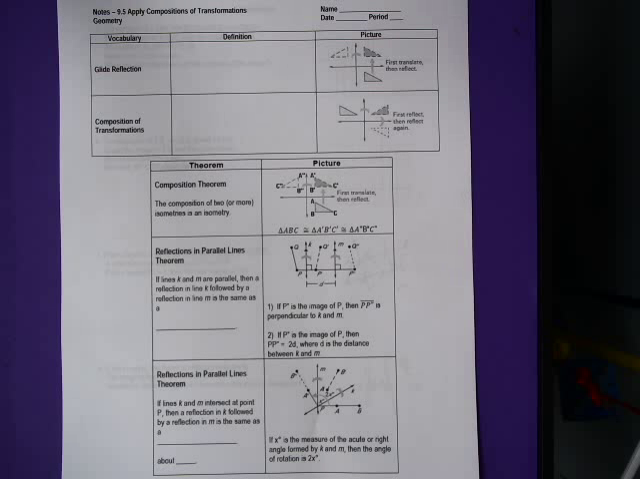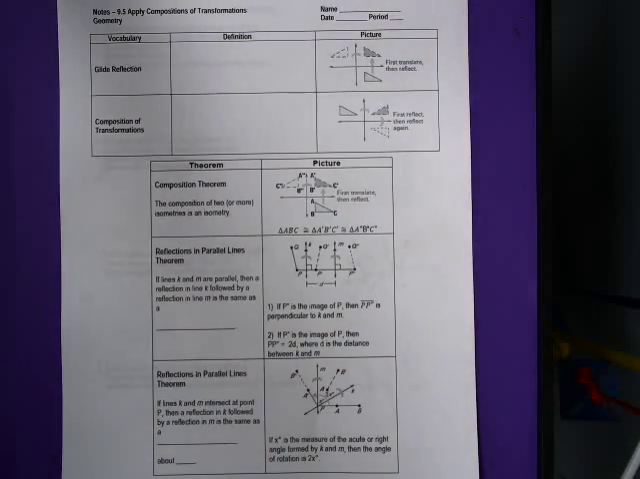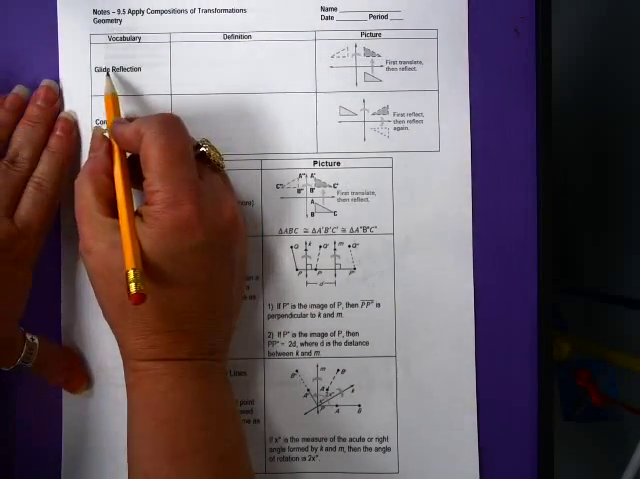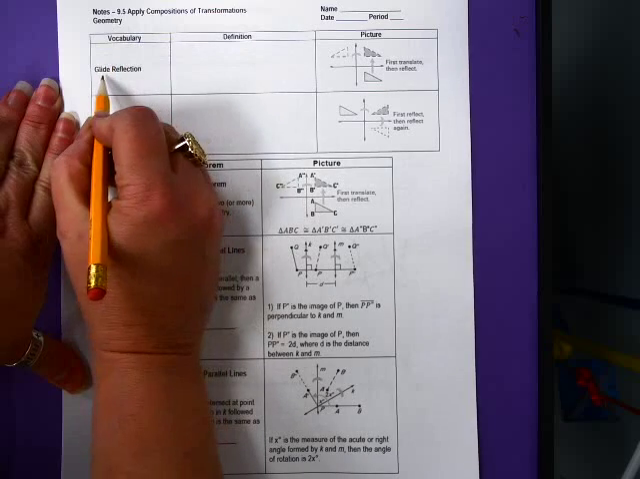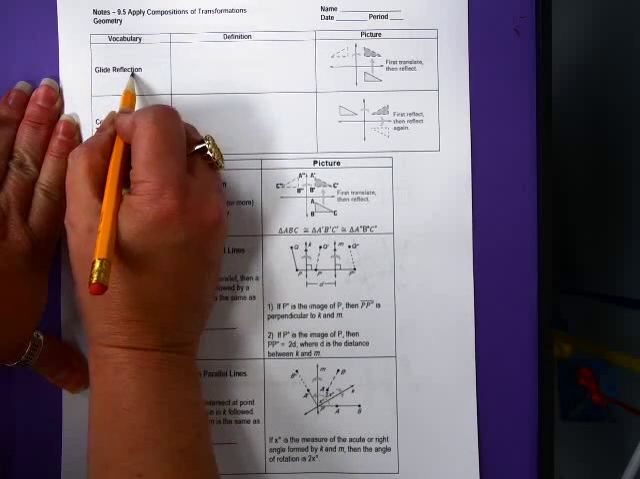All right, students, today we are continuing our unit on transformations, and today we're going to be learning a topic of composition of transformations, which is kind of like a combination of different transformations. First of all, we have a specific composition transformation called a glide reflection.